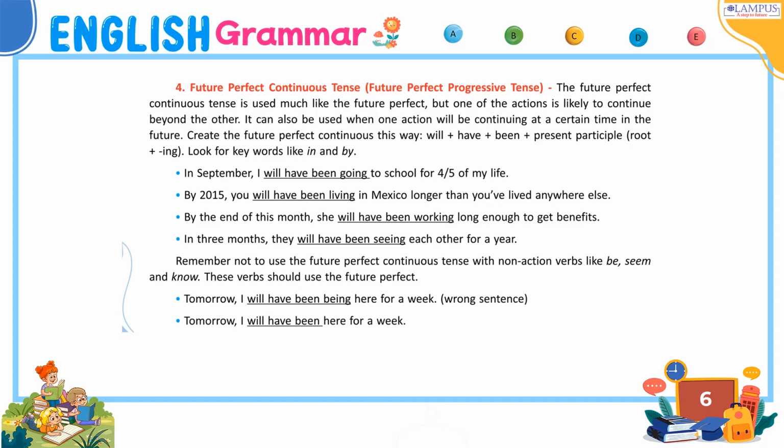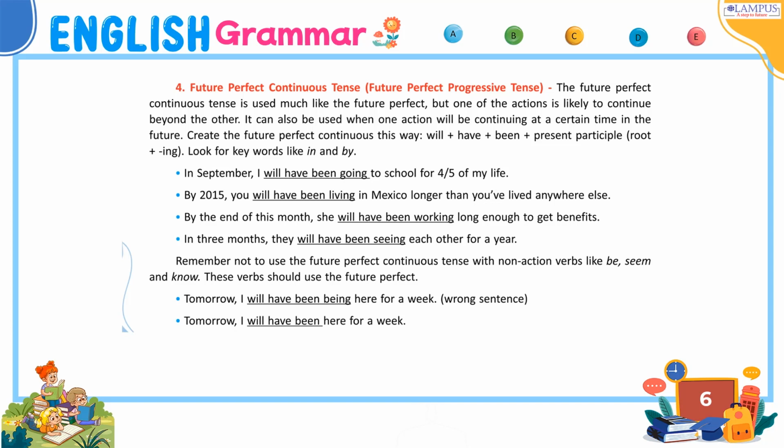In September, I will have been going to school for 4 parts of 5 of my life. By 2015, you will have been living in Mexico longer than you've lived anywhere else. By the end of this month, she will have been working long enough to get benefits. In 3 months, they will have been seeing each other for a year.